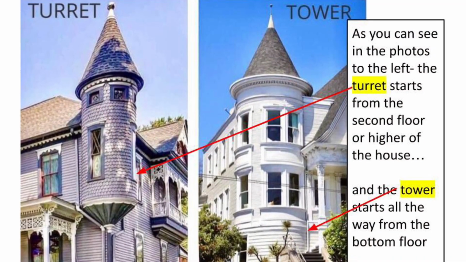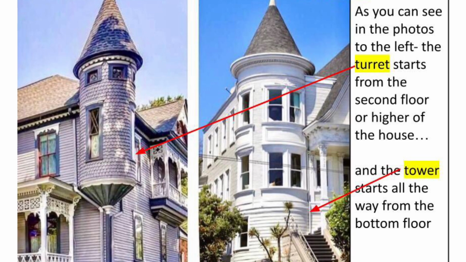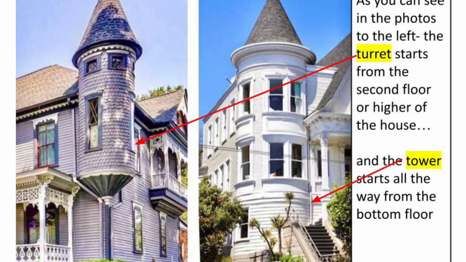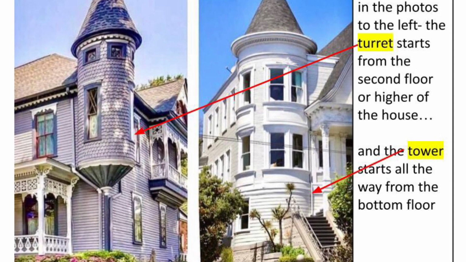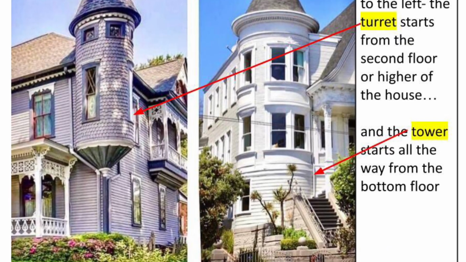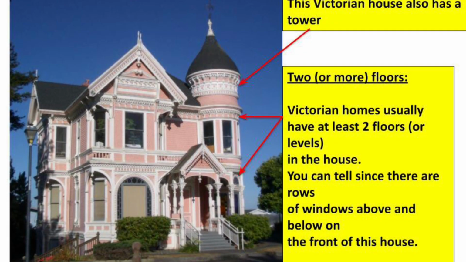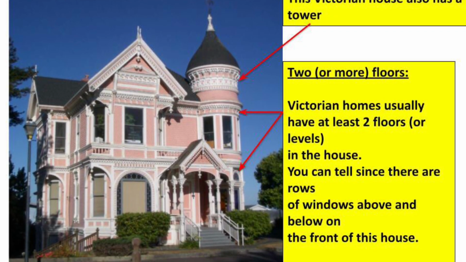Turrets and towers are similar in the way that they look and are usually found on the corners of houses, but if you look here, turrets start from the second floor or higher on a house, and the tower starts all the way from the bottom floor of a house. As you can see in this photo, this house also has a tower.